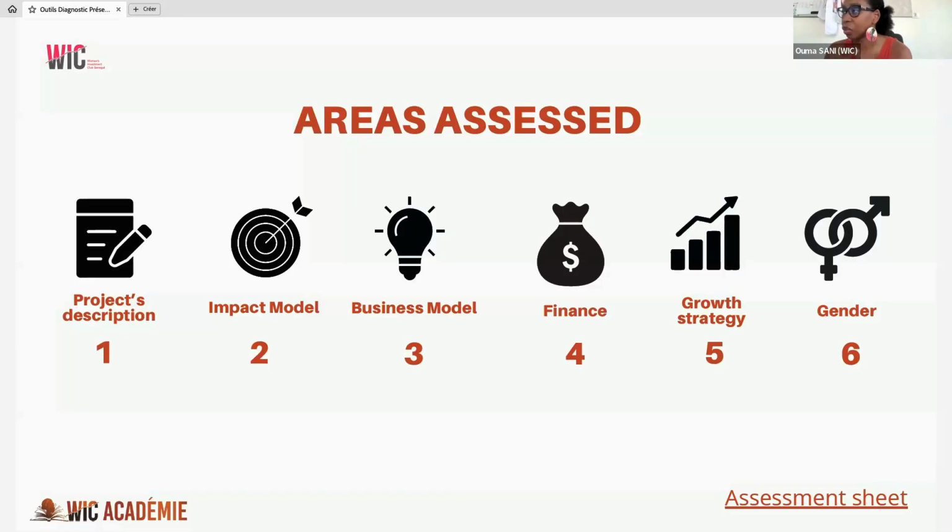The growth strategy, we want to really see if there is space for scaling the business, how they can scale their business, and when they will be able to start the scaling strategy. And then gender, because WIC is really dedicated to women entrepreneurs. We want to have businesses with a specific gender strategy that are also gender smart, whether the manager is a man or a woman, but we really want them to develop strategy in favor of women or develop activities that will contribute to women empowerment.